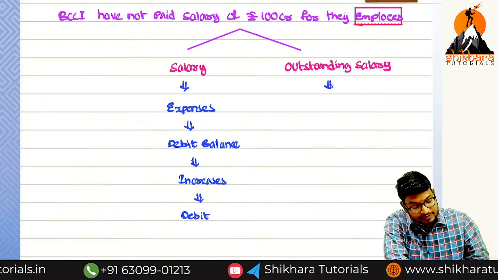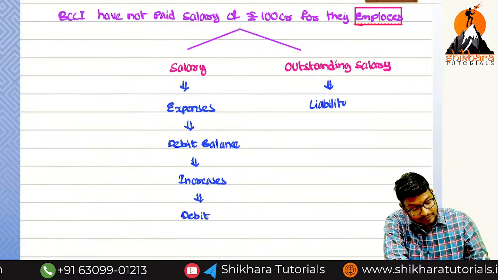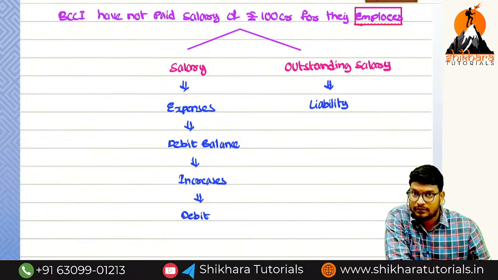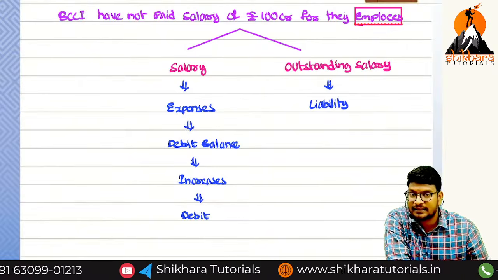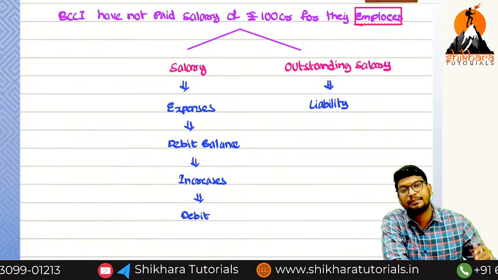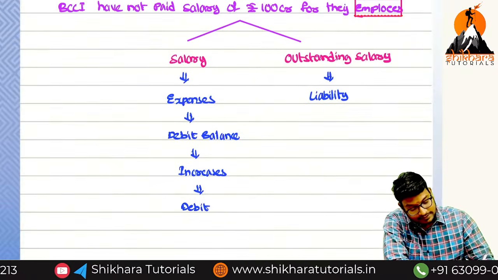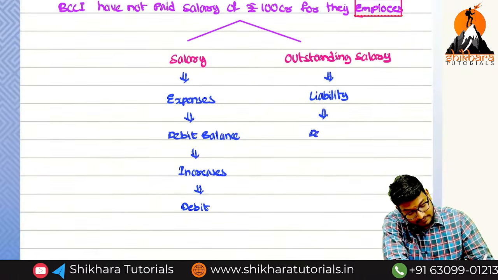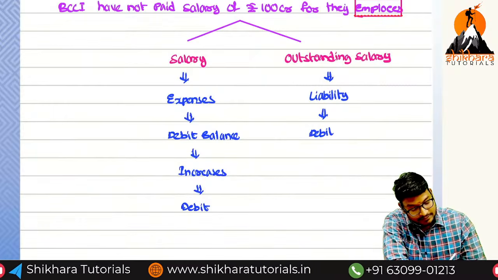What is the meaning of outstanding salary? Liability or asset? Liability, because we have not paid the expenditure during the current year. We are not paying the expenditure related to the current year. We will pay the expenditure in the next year. Okay guys. Liability will have which balance? Credit balance.